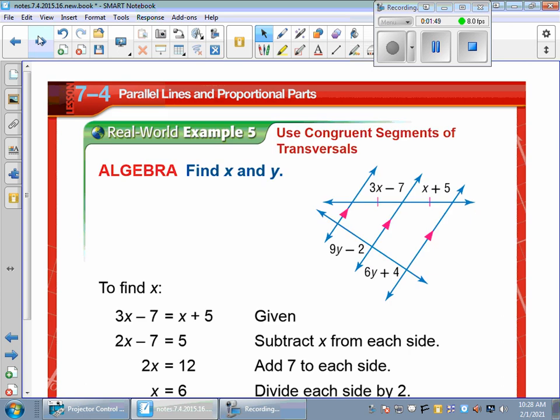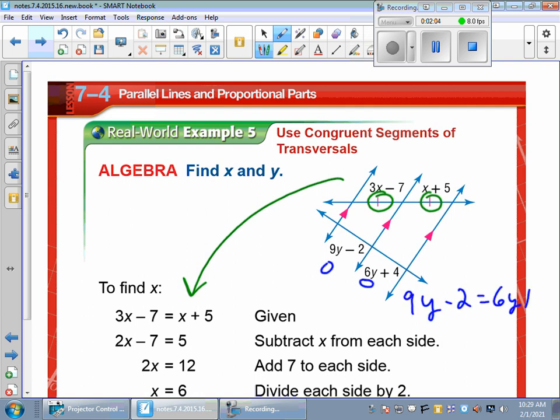So taking a look at what we have here, you can see these lines represent that those are equal. They show you how they solve the x from there. But now that means that we can set these two equal to each other. So 9y minus 2 equals 6y plus 4. Subtract, you get 3y equals 6. Divide, you get y equals 2.